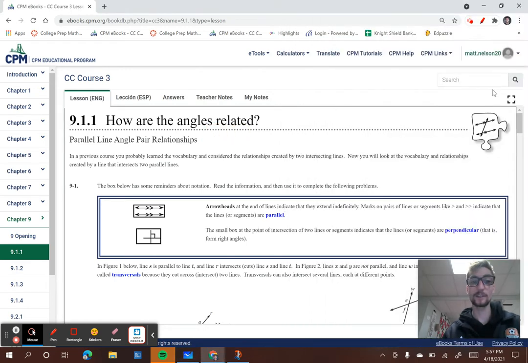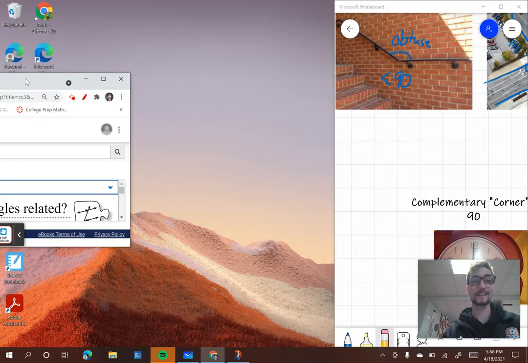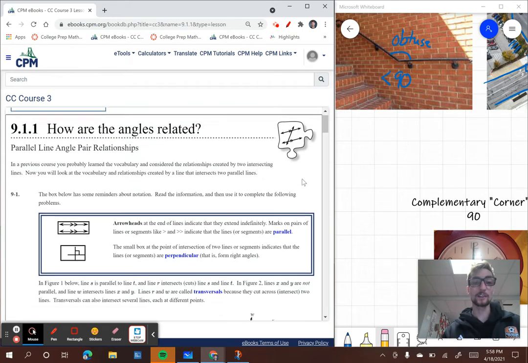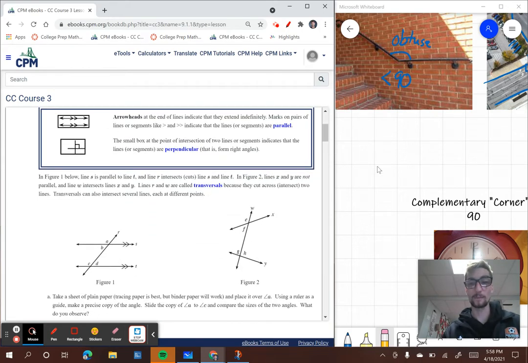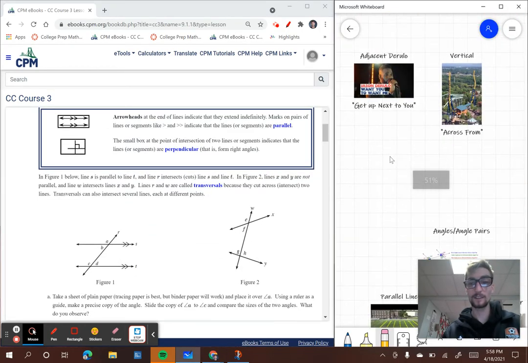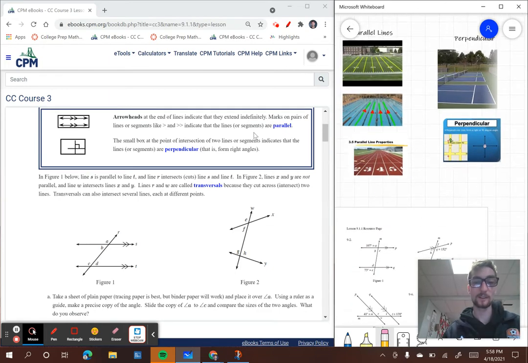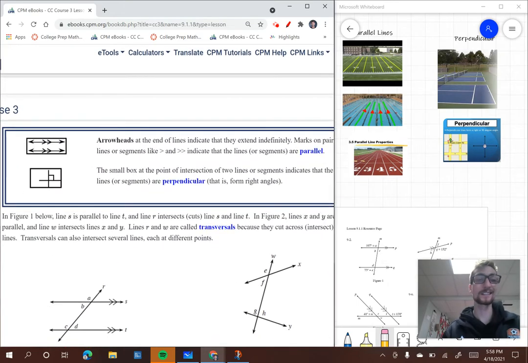It starts off here talking about parallel line angle pair relationships. Again, that sounds like a mouthful, but it's going to be kind of clear with these diagrams what we're talking about. It starts off by talking about parallel and perpendicular. It gives us a little diagram here of parallel lines that don't intersect. And then we have a perpendicular line, which are lines that intersect and make 90-degree angles.